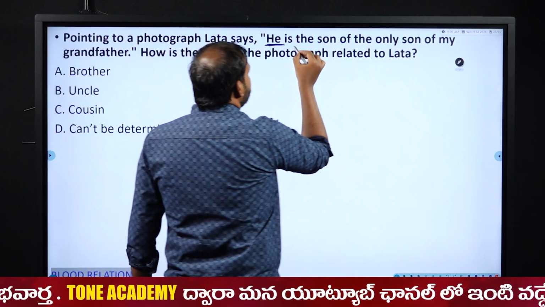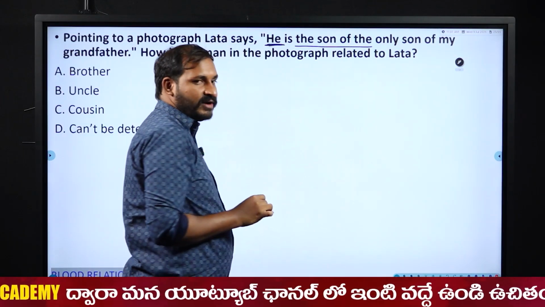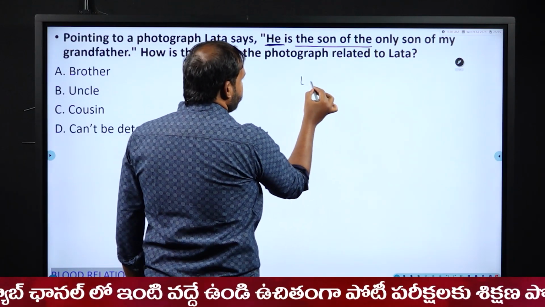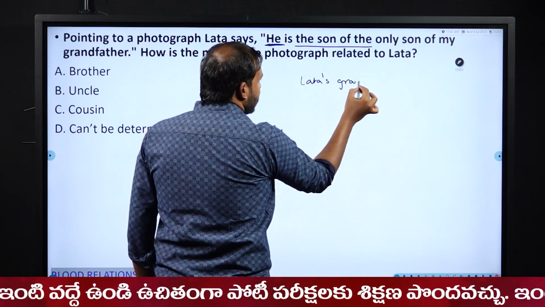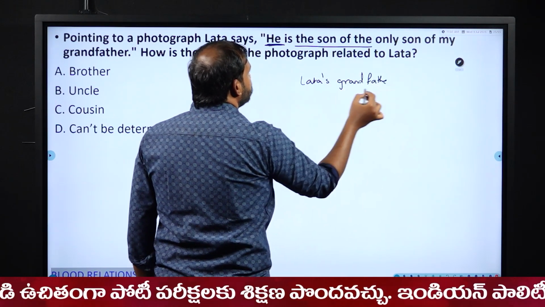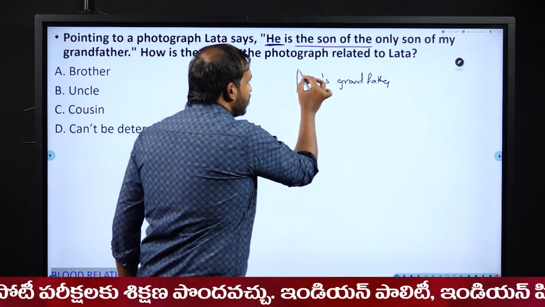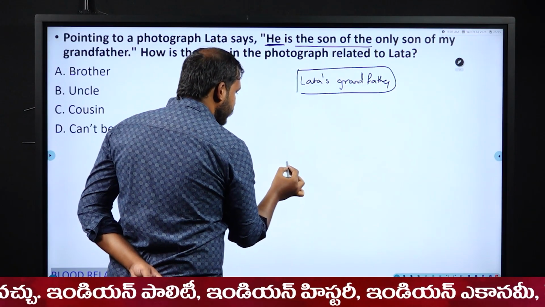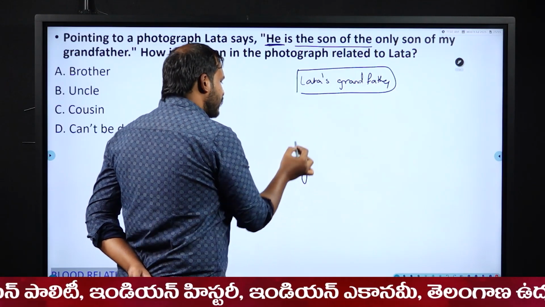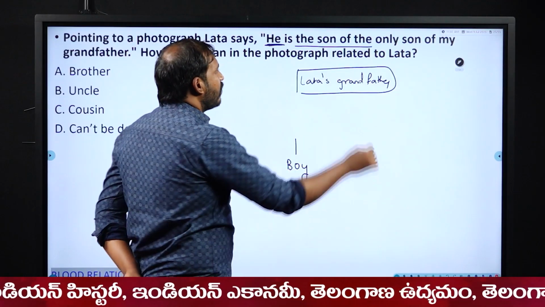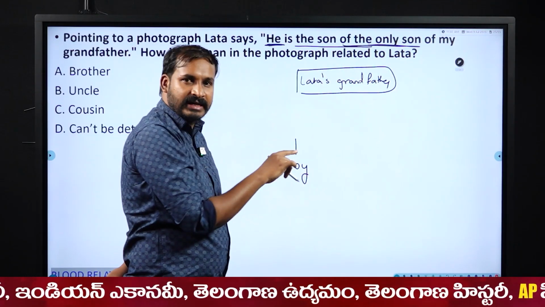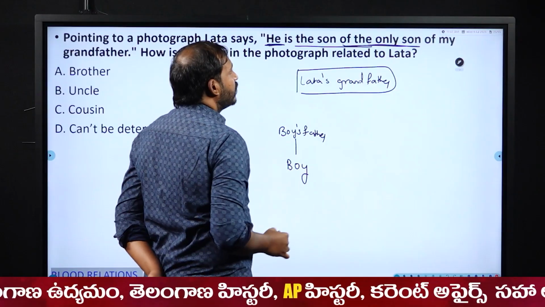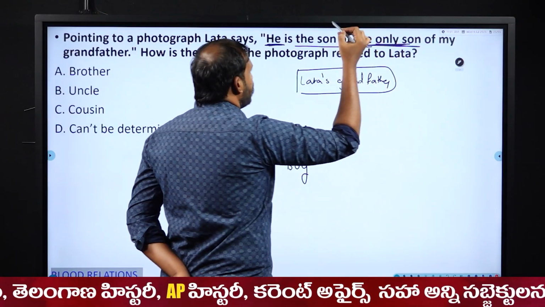Okay. He is the son of the only son of my grandfather. My grandfather means Lata's grandfather, right? Now, see it in the reverse manner. We will stop at Lata's grandfather. Now, he is the son of the... that means that boy or man. Let us assume a boy. That boy is the son of the only son, means a male person, right? So, I will take boy's father. He is the son of the only son of my grandfather.